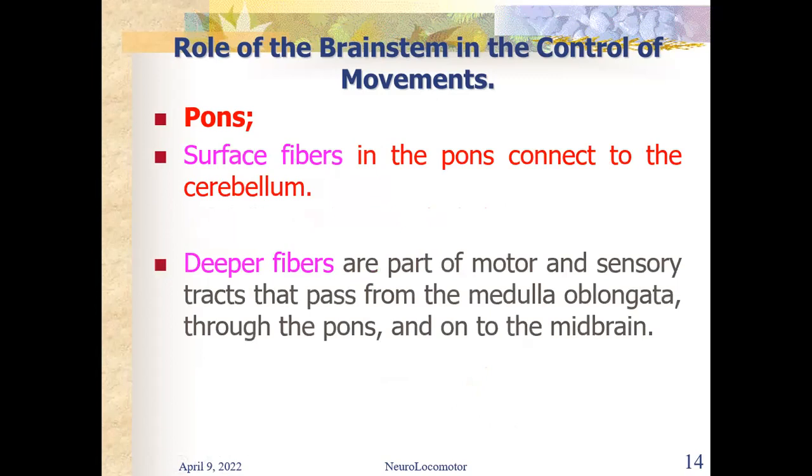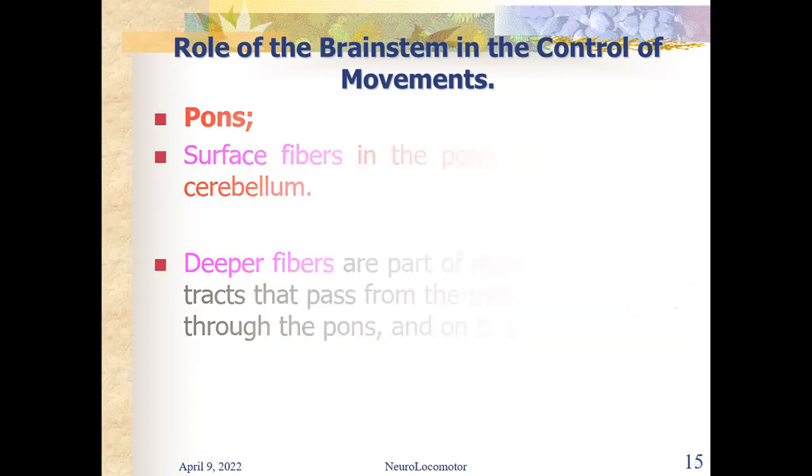Like I've said, the deep fibers are part of the motor and sensory tracts that pass from the medulla through the pons and onto the midbrain, and vice versa. So that is the role of the pons. The pons is like a bridge connecting fibers, motor and sensory, as they traverse up and down from the motor cortex down to the cerebellum, down to the spinal cord.